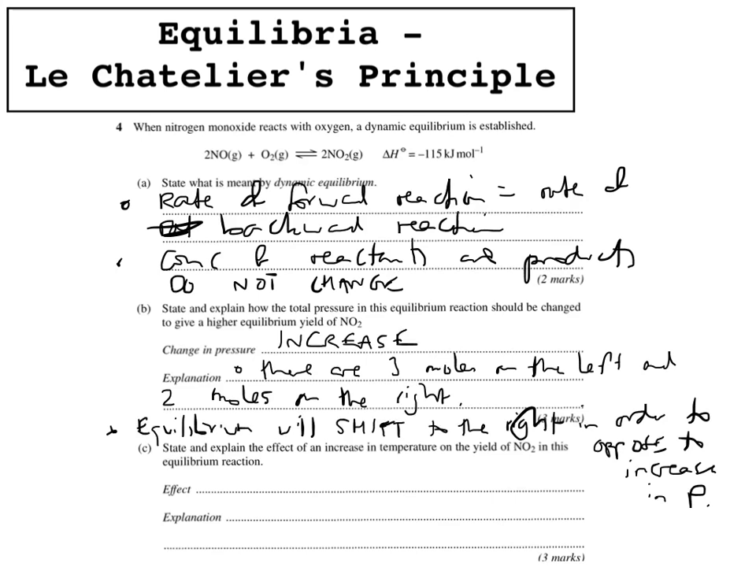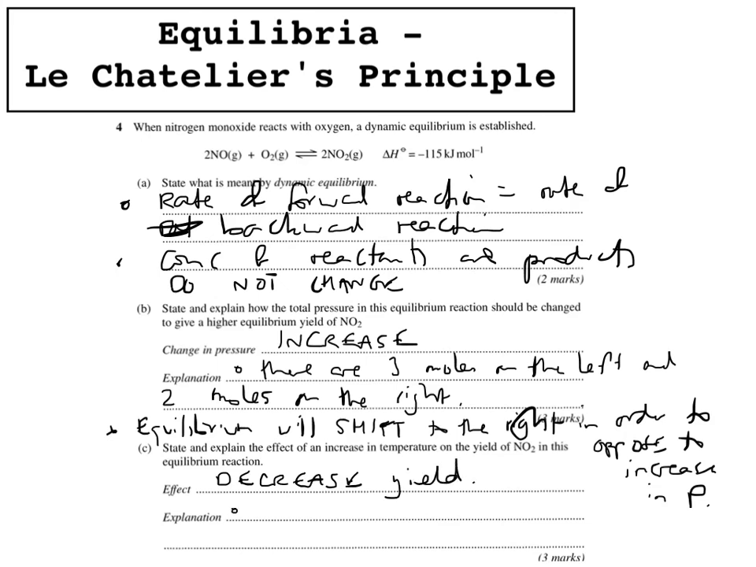Then it says, state and explain the effect of an increase in temperature on the yield of NO2 in this. So again, we're going to be looking at the delta H value. So if we increase the temperature, then it's going to shift the endothermic side, the side that cools down the reaction again. And you can see that the delta H value tells us that the forward reaction is actually exothermic because it's a negative enthalpy change. So the backward reaction must be endothermic. So if we increase the temperature, it's going to shift to the other direction, the backward direction. And so therefore the effect is going to decrease the yield of NO2.